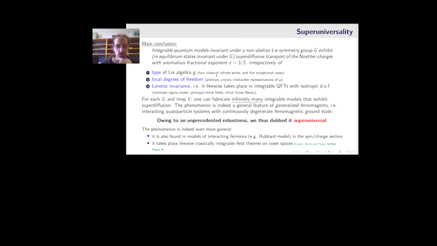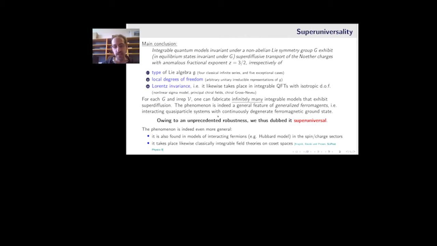Then what you can also fiddle with is what local degrees of freedom you choose. You can take any local degrees of freedom which transform according to any unitary irreducible representation. The exponent remains the same. And you can also have Lorentz invariance or not. So it holds also in integrable quantum field theories which have isotropic degrees of freedom, such as the nonlinear sigma models, the principal chiral fields, and so forth.